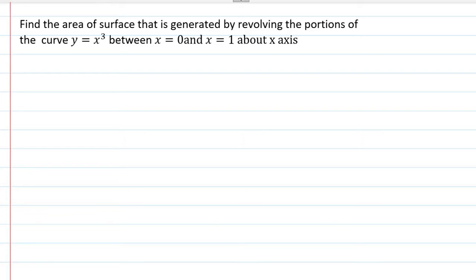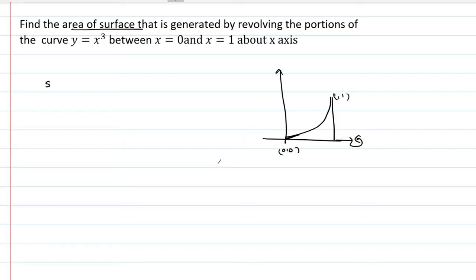Okay, whenever we do problems like this, let us try to graph it. y is equal to x cube passes through 0, 0 and 1, 1, between x is equal to 0 and x is equal to 1. Right? This will be our curve. We are revolving about the x-axis. So what do we have to find? We have to find the area of the surface, or the surface area.